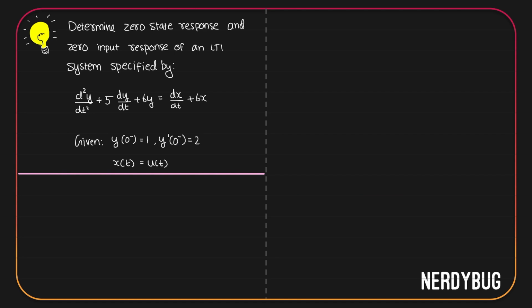Let us solve a problem to better understand it. Here we have to determine the zero state response and zero input response of an LTI system, and the system is specified by this differential equation: d square y by dt square plus 5 dy by dt plus 6y is equal to dx by dt plus 6x. It's also given y of 0 minus is 1, y dash of 0 minus is 2, and the input x of t is u of t.